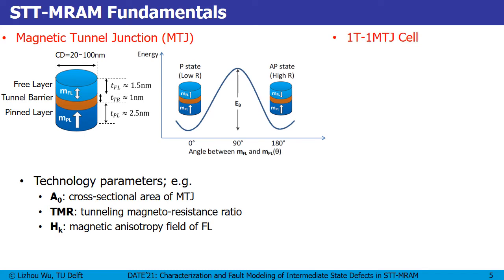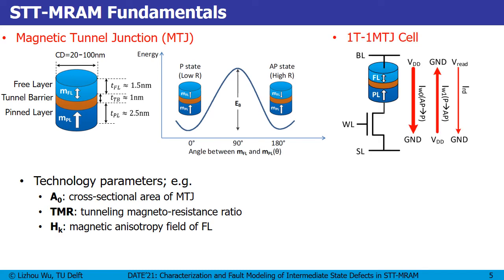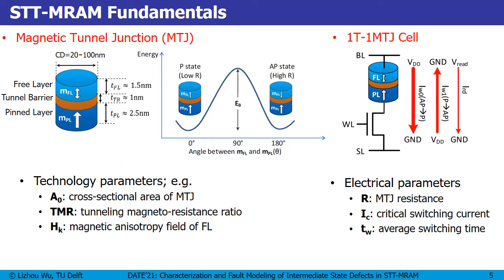1T1MTJ is the most basic cell structure. It consists of an MTJ and an NMOS as selector. You can do read and write operations by applying a current with certain direction and magnitude. And there are three key electrical parameters: resistance, critical switching current, and the average switching time.